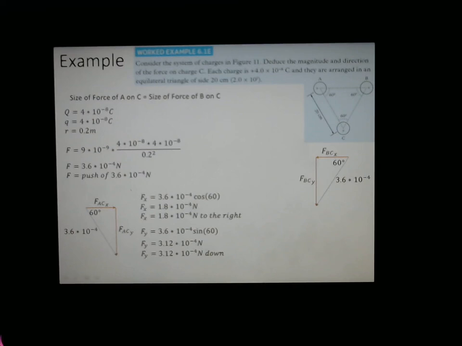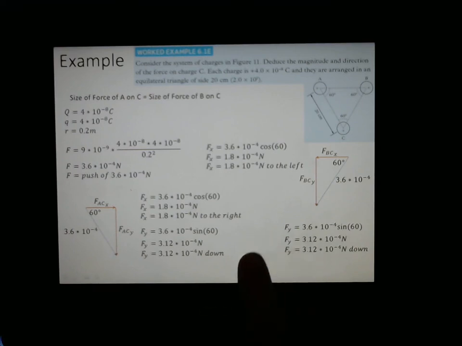We see that BC in the x direction will be cosine, and BC in the y direction will be the sine of the angle. So here's our f of x to the left. Now that's important, so we've got a left and a right. We're going to come back to that in a second. Now let's do our y values. And we see, hey, it's the same thing. It's also 3.12 down. Okay, I have to wipe the working space.